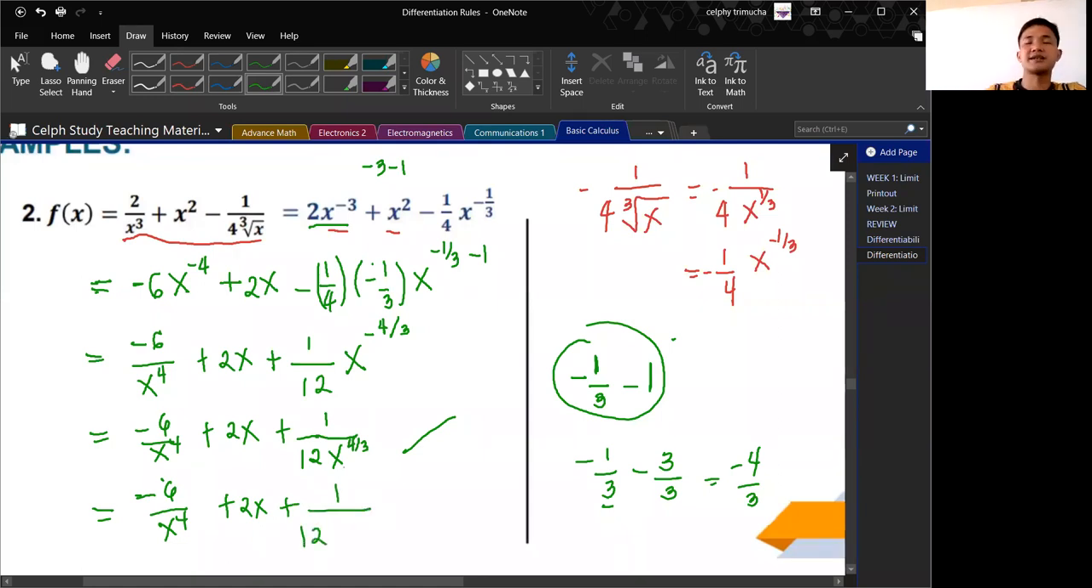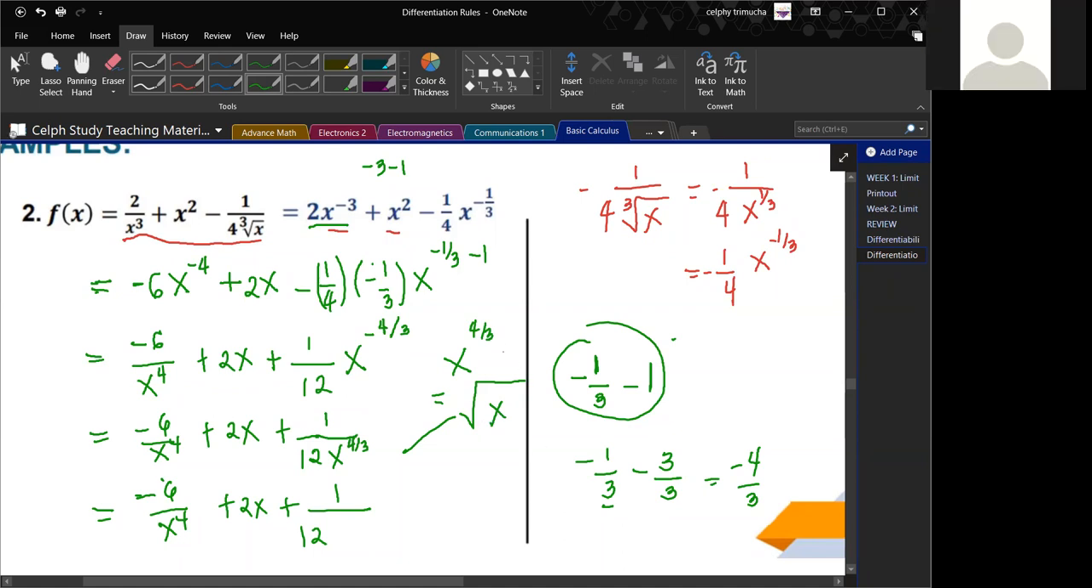Okay, what is the radical form of x raised to 4/3? I will write the radical symbol, then put our variable x. The denominator becomes the index of the radical, and the numerator becomes the exponent of the variable. So it will be the cube root of x to the fourth, which we put in the denominator.